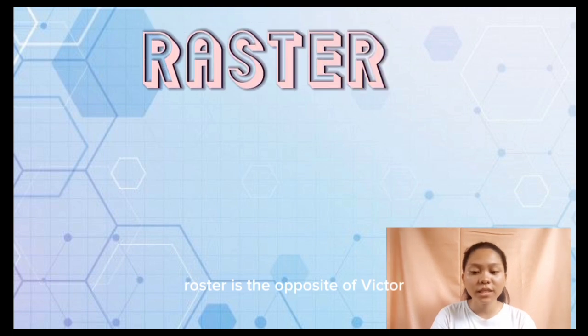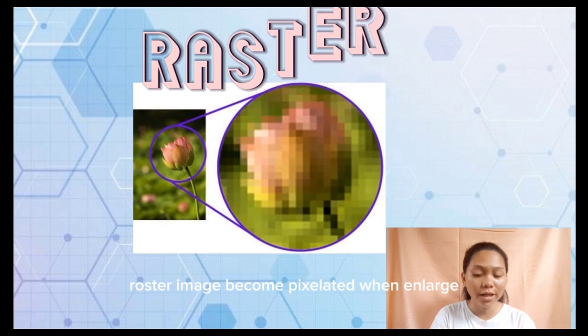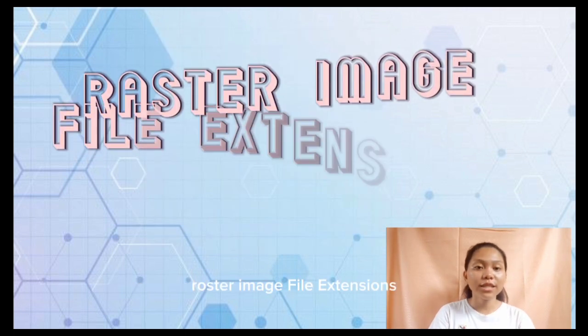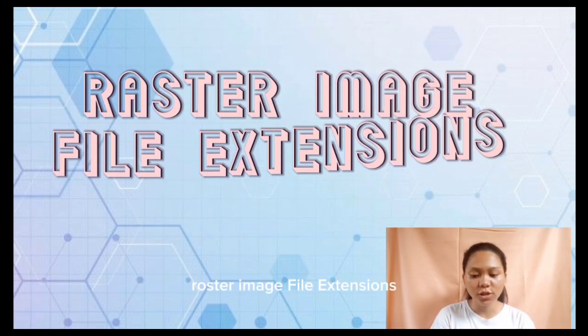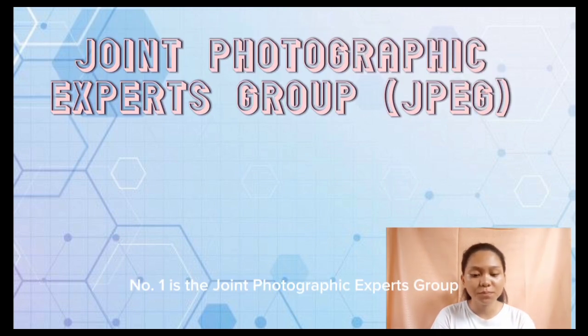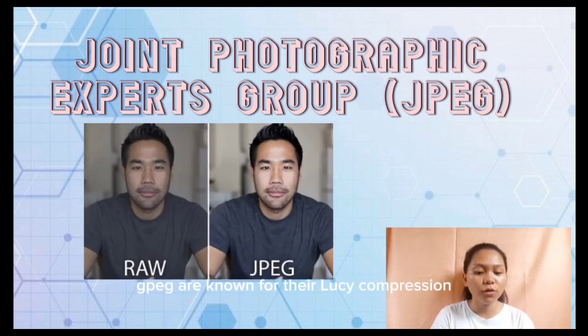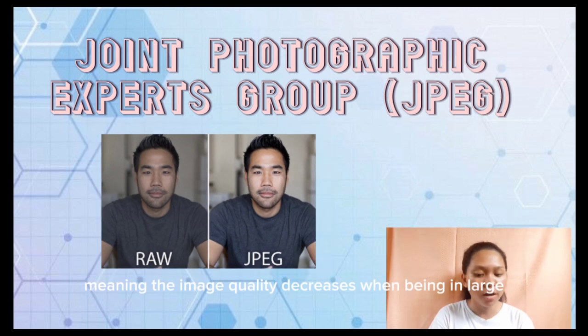Raster is the opposite of vector. Raster images become pixelated when enlarged. Raster image file extensions. Number 1 is the Joint Photographic Experts Group, or JPEG. This is the most commonly used file type. JPEGs are known for their lossy compression, meaning the image quality decreases when being enlarged.